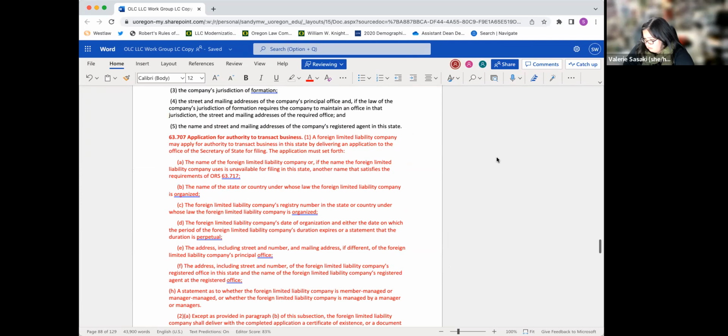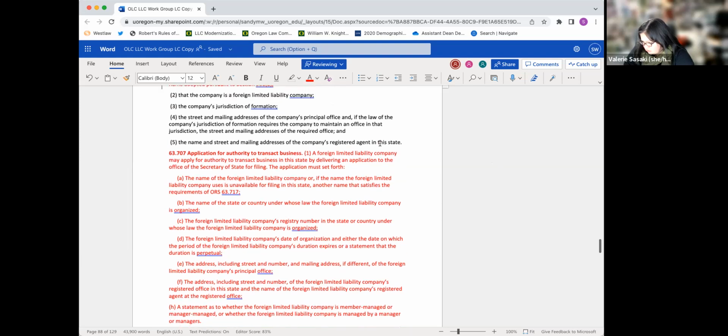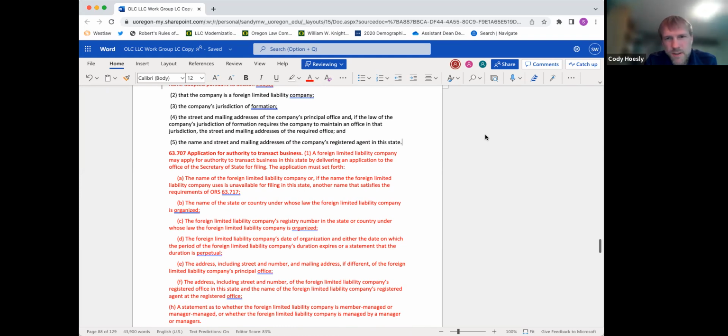I mean, isn't that essentially already in 707? Is it? I'm looking, I think it is. Yeah, it's 905F or 905-1F. Well, because that has the address and name of the foreign limited liability company's registered agent. But F is just about in this state. F doesn't talk about an agent who's in a different state.